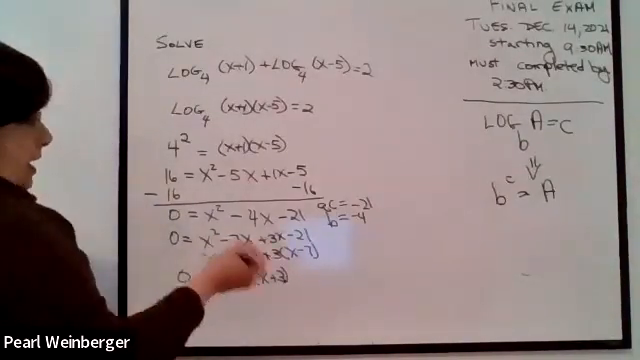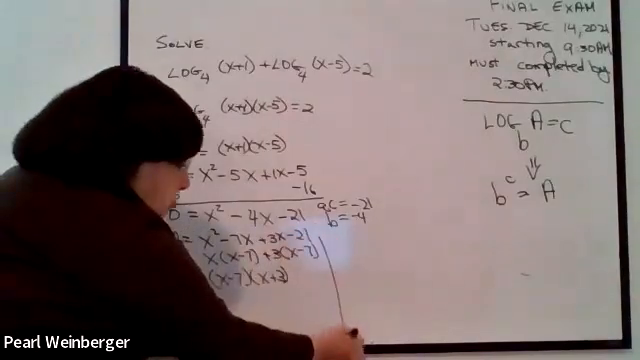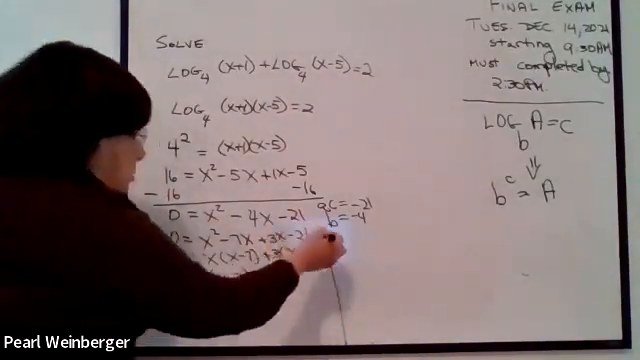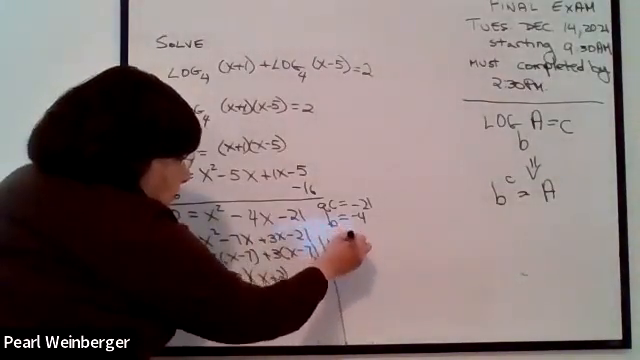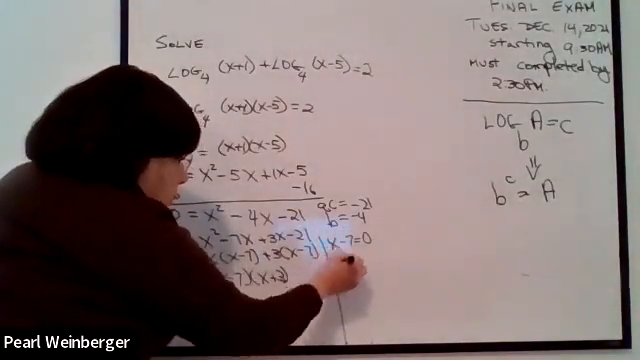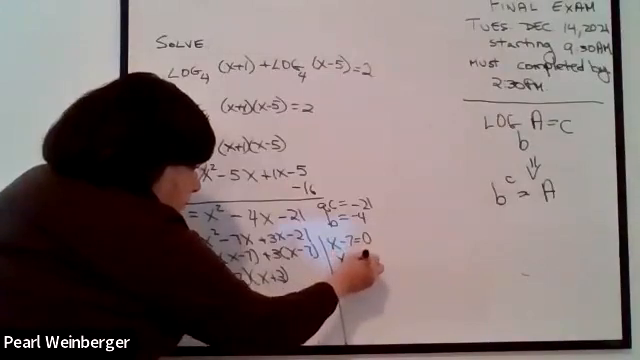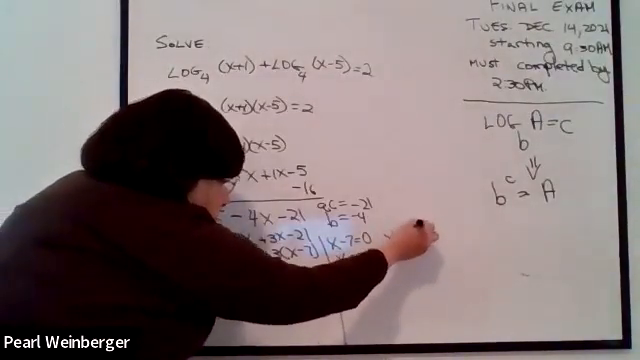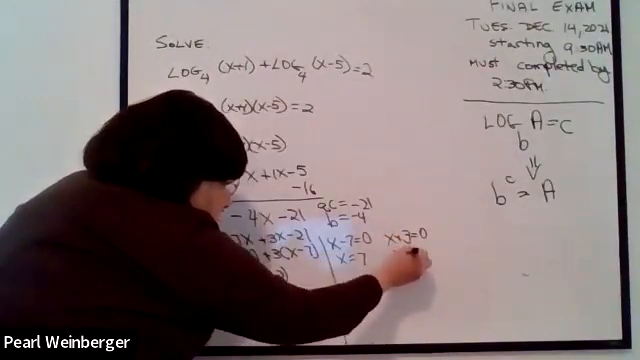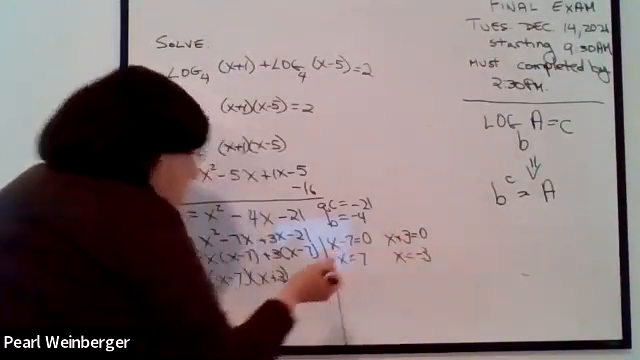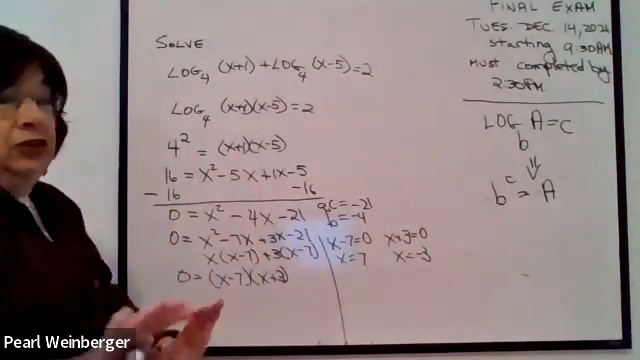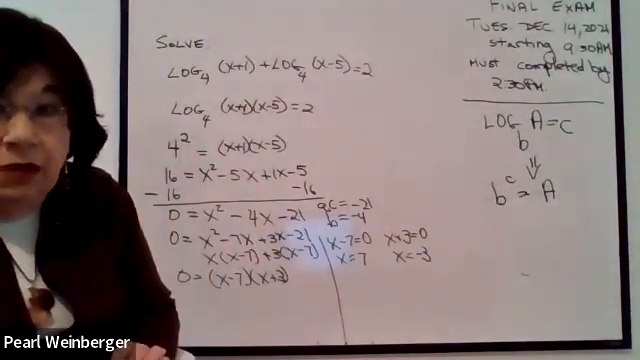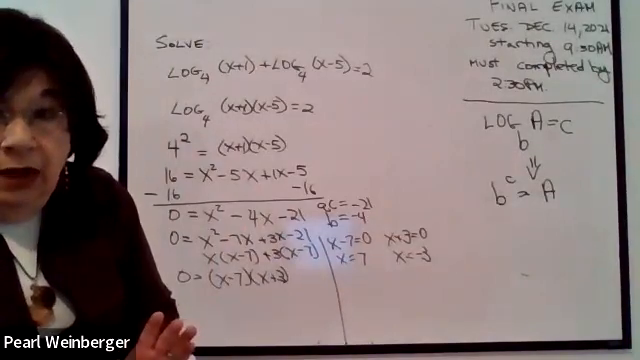And of course, I then set each one of these individually equal to 0. So x minus 7 equals 0 will give me x equal to 7, and x plus 3 equals 0 will give me x equal to negative 3. And I'm not finished until I check to see that both answers are good answers.